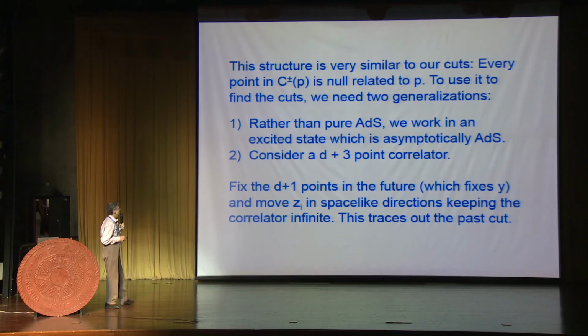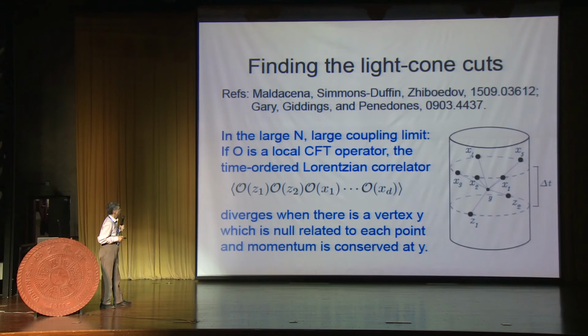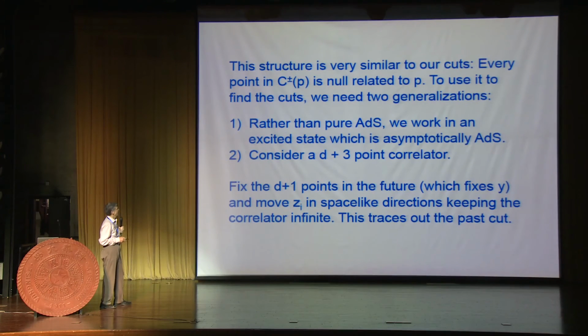OK, but that structure is very similar to our cuts. Every point in the future and past cut of p is null related to the bulk point p. So we can now use that idea to determine the cuts. But we actually do two generalizations. So these papers worked in the vacuum, pure AdS. And so this was all scattering in pure AdS. And we're going to generalize it to an excited state corresponding to an asymptotically AdS space-time.